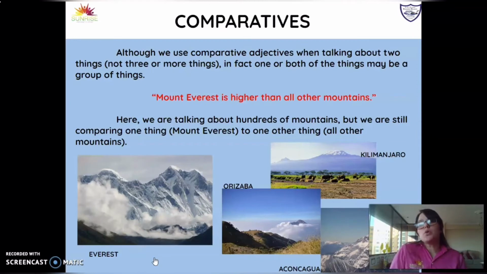We can also use comparatives to compare more than one thing, okay? Before, we were comparing two planets, planet Earth against planet Mars, but we can also use that to compare more than one thing, okay? We compare one thing against a group of things. For example, Mount Everest is higher than all the other mountains. Here we're talking about hundreds of mountains compared to Mount Everest, okay?